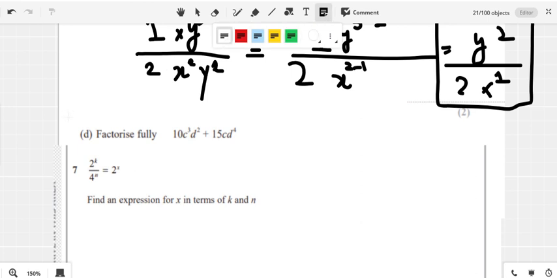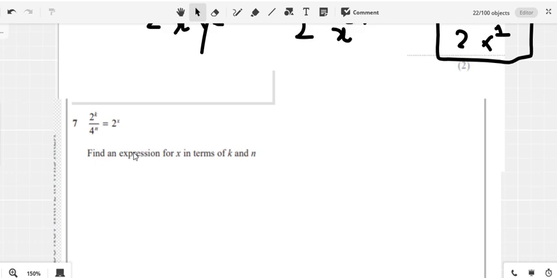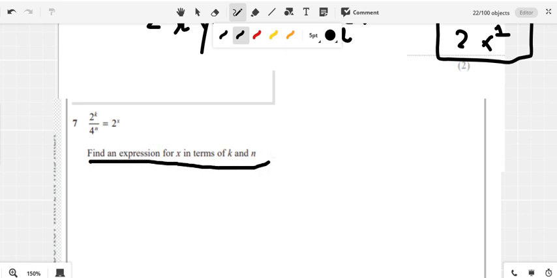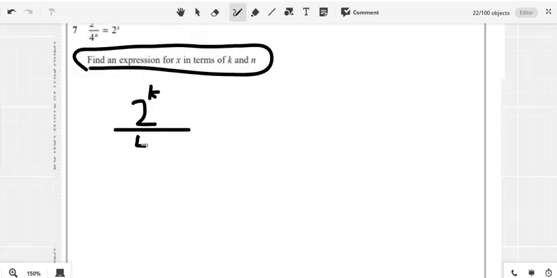Factorized question we will not do because we're just talking about indices. Let's leave this one. The next question they are saying 2 to the power k over 4 to the power n equals to 2 to the power x. Find an expression for x in terms of k and n. Now in this question the powers are in variable form, but if we look at the denominator, which is 4 to the power n, equals to 2 to the power of x.